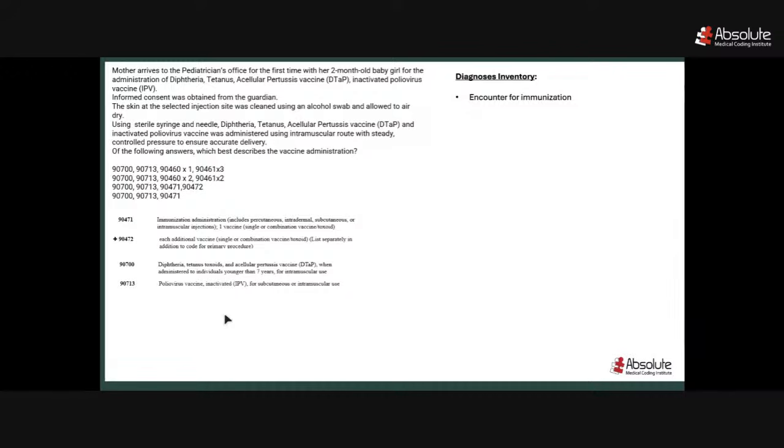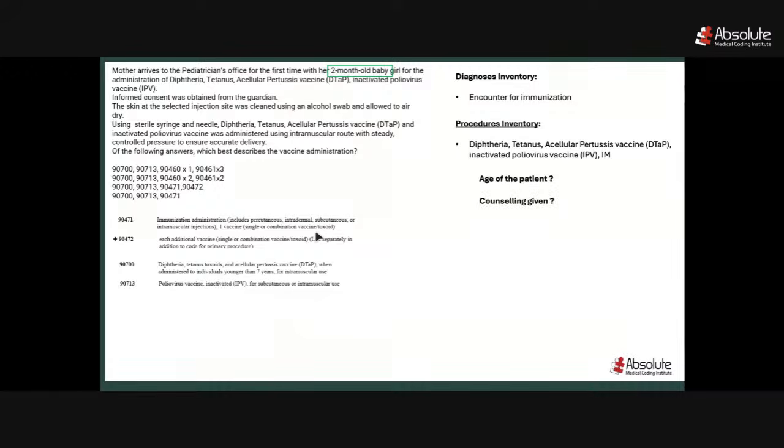So here we have a patient for the encounter of immunization and procedure inventory. Two vaccines were given, DTaP and IPV. DTaP is for diphtheria, tetanus, acellular pertussis vaccine, and IPV is for inactivated poliovirus vaccine. Okay, let's ask those questions. What's the age of the patient in this scenario? The answer is a 2-month-old baby.